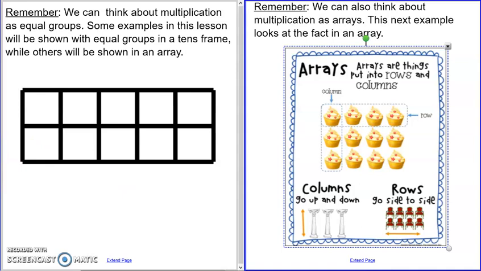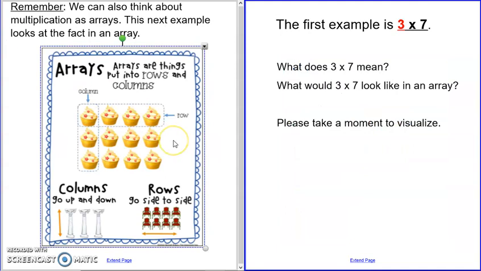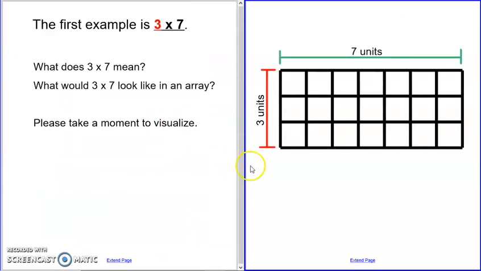Okay, all right, so our first example today for adding the group strategy is 3 times 7. So what does 3 times 7 mean? What would it look like in an array? Take a moment to visualize that. Did yours look something like this? 3 rows and 7 columns? That's what mine looked like in my mind. So 3 rows and 7 columns. Okay, great. So this array shows what 3 times 7 would look like.